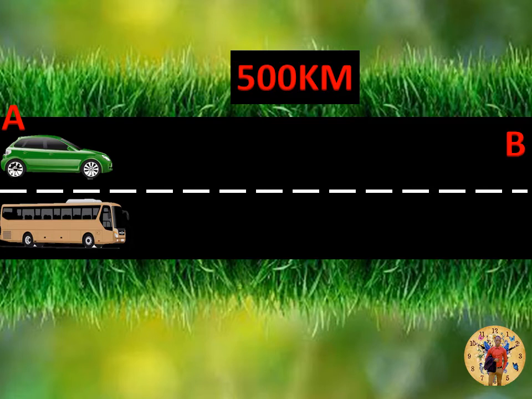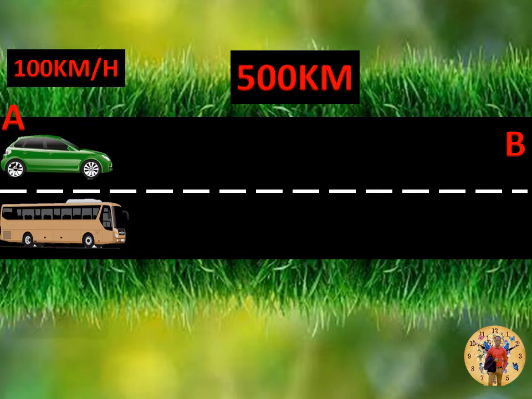Now we have a car and a bus. Both of them are coming from one point, let's say point A, and they're all going to point B. Now the speed of the car is 100 kilometers per hour and the speed of the bus is 80 kilometers per hour.